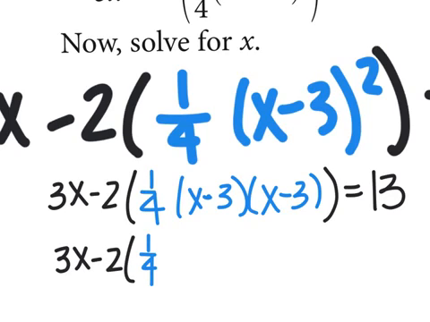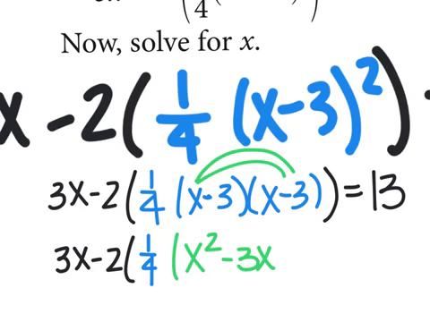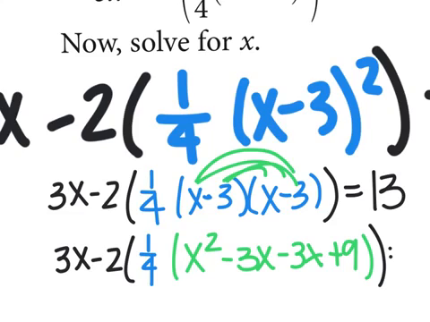FOIL. The F stands for first, so x times x is x squared. Outside is negative 3x. Inside would be negative 3 times x, so negative 3x. And then last, negative 3 times negative 3 would be positive 9, equals 13.